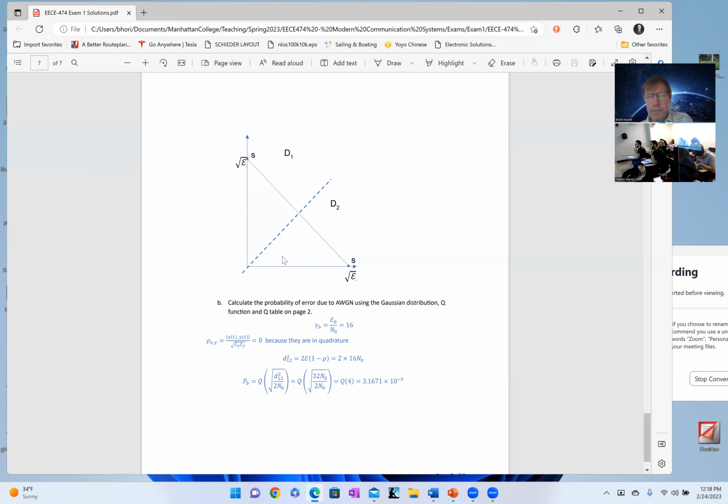I think you can look at this, if you really understand the concepts that we're trying to learn here, and this could be done by inspection, right? So what you're trying to do is delineate these decision areas so that, if a point falls somewhere, you can choose which symbol to apply to it, right?